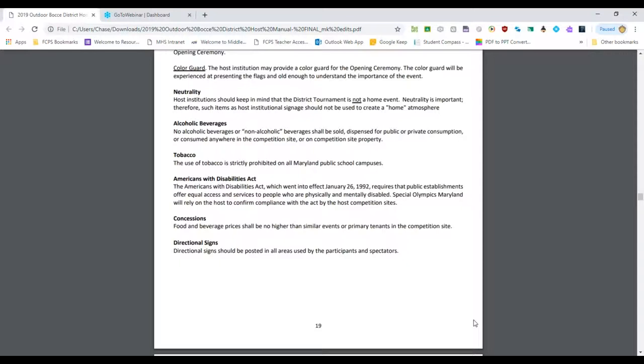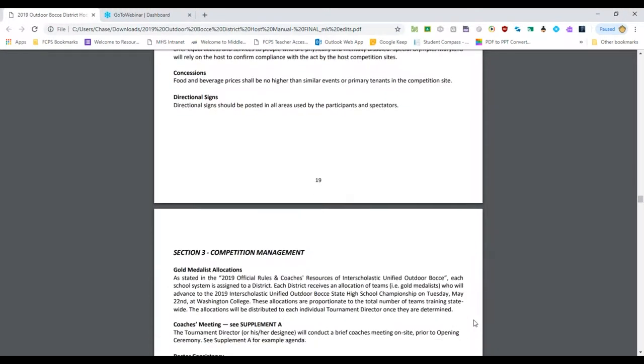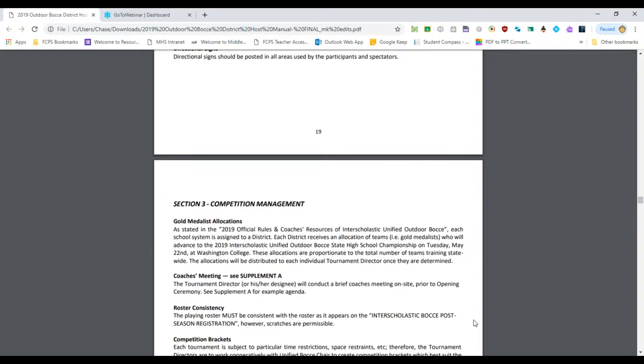Concessions can be available, but prices are not to be higher than similar events at the competition site. And directional signs should be posted so participants and spectators know where they are going to access facilities, concessions, and so on.